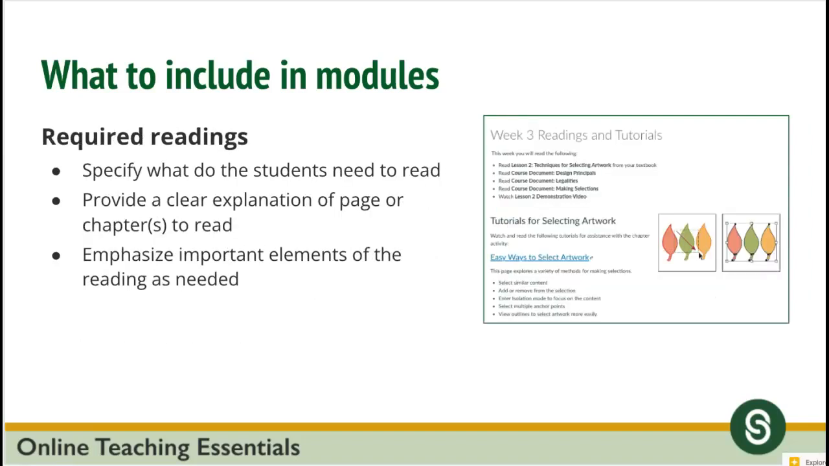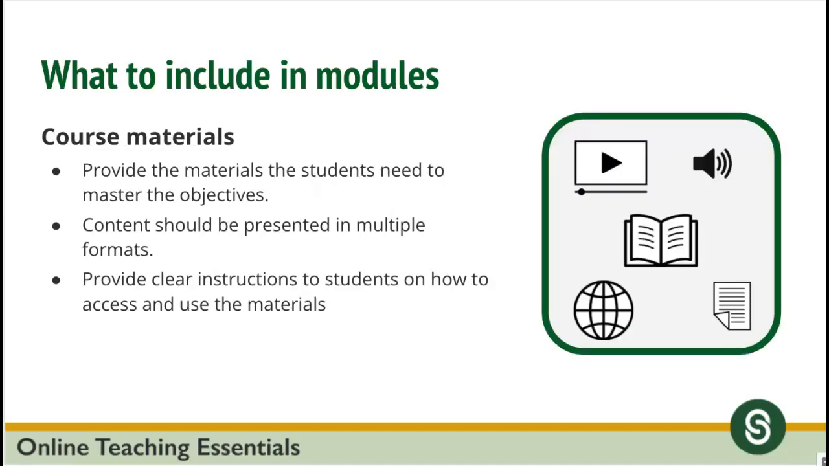Required readings. If using a textbook or linking to articles, what do students need to read? Provide a clear explanation of pages to read and/or questions to answer. Emphasize the important elements. This is best achieved by using a Canvas page for descriptions and/or instructions, as shown on this slide. Course materials. Provide the materials the students need to master objectives.